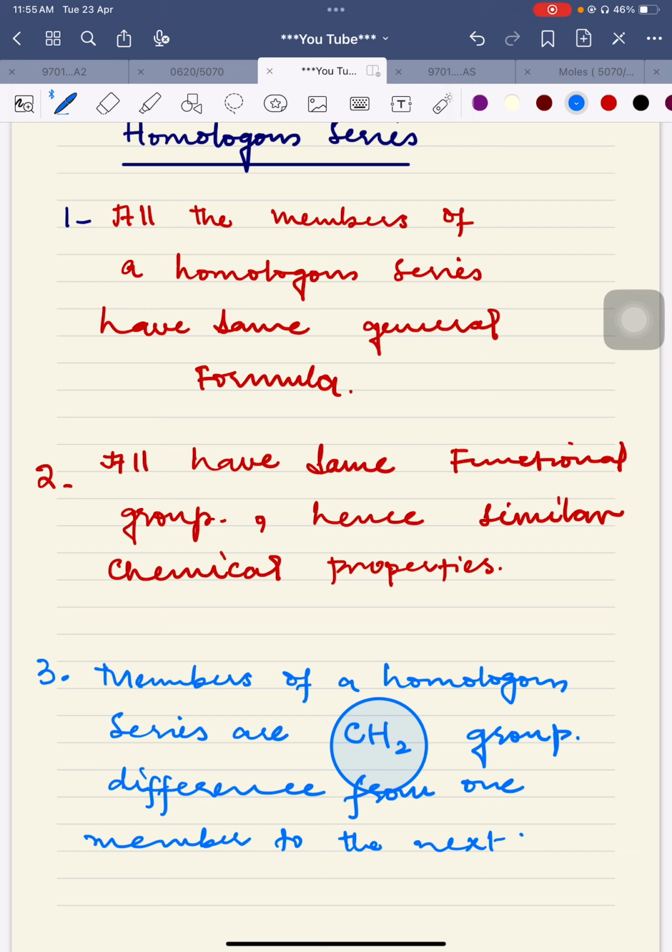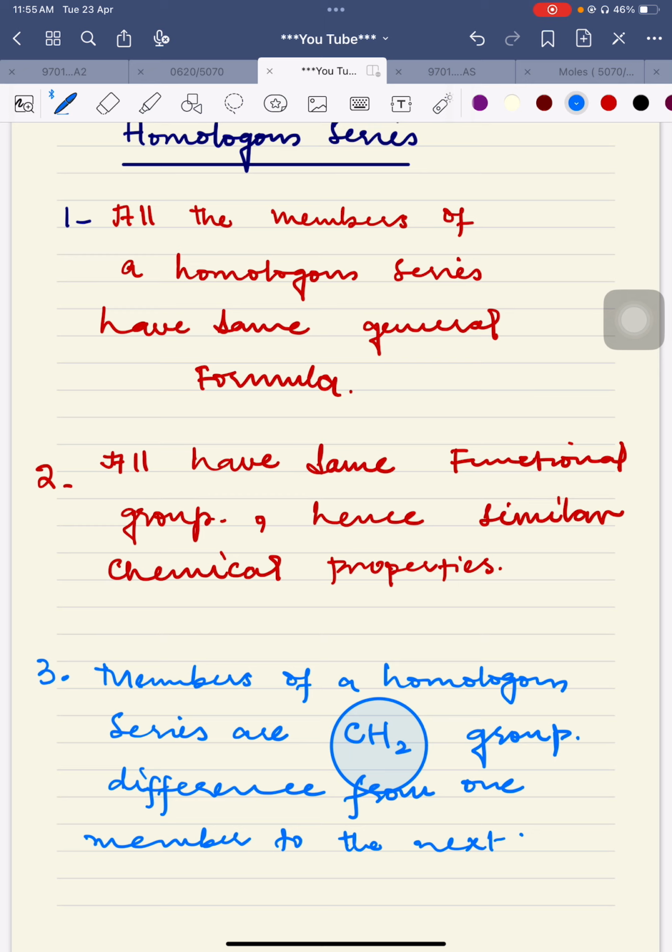Sometimes I have observed that students write same general formula, and then same functional group, and then the third is same chemical properties, which is wrong. Sometimes the examiner can consider it wrong as well if he's not that generous. Chemical properties are based upon the functional group, so please don't make them two different points. Write them under the similar heading, and then you can write that by adding one CH2 to one member, you will reach the next member.